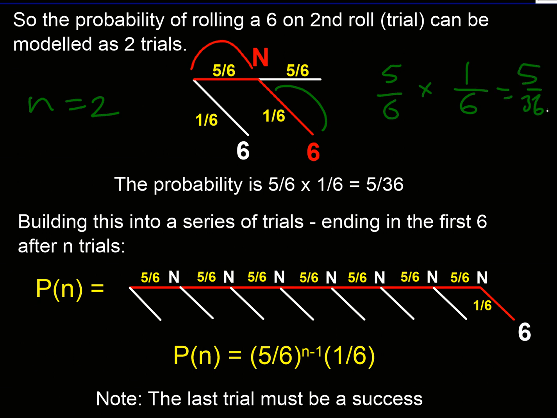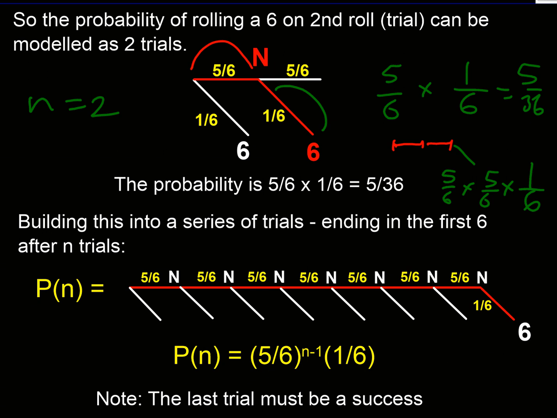So what about being successful on the third trial? Let's quickly draw that in here. Well, I could fail on 2 trials and be successful on the third. So what would the probability be? Well, that's 5/6 times 5/6 times 1/6. So hopefully you can see how this probability builds up.